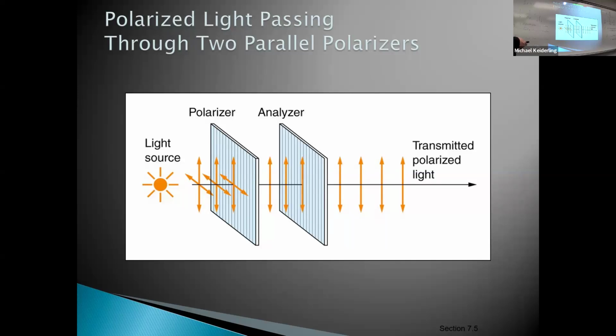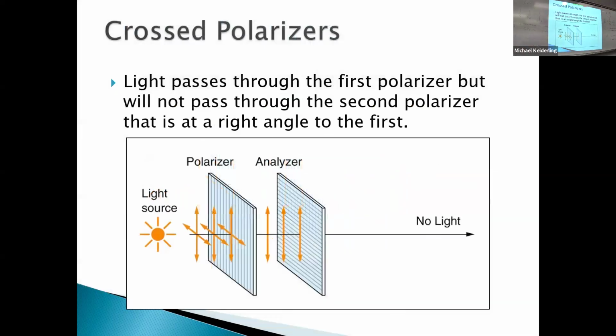If you have two parallel polarizers, light will just pass through. Well, the first polarizer will polarize the light and get rid of half of it, but it will be transmitted through the second polarizer just fine. But if the second polarizer is at right angles, it will block the light.